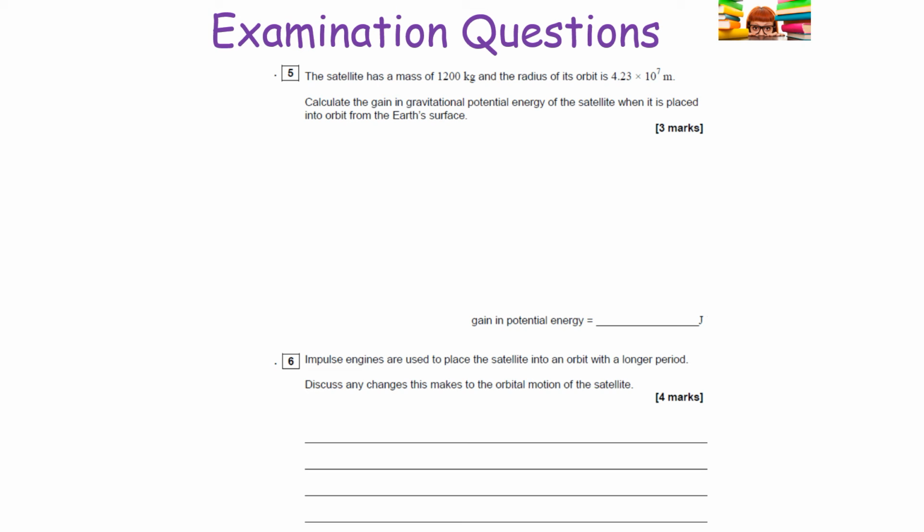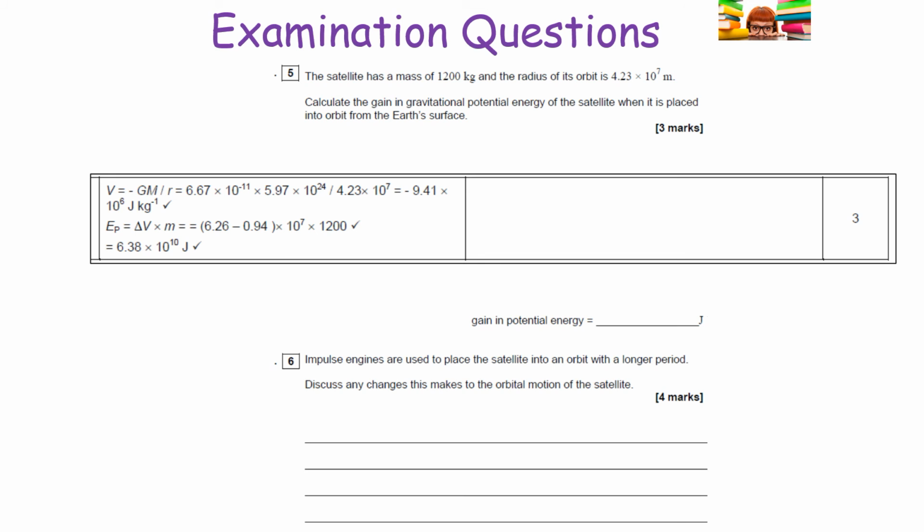So instead what we've got to do is remember our definition of gravitational potential. Gravitational potential is the work done per unit mass in moving an object from one place in the field to another place in the field. So what you would do is work out your potential difference, then multiply it by the mass of the object, and that will give you your overall change in gravitational potential energy.